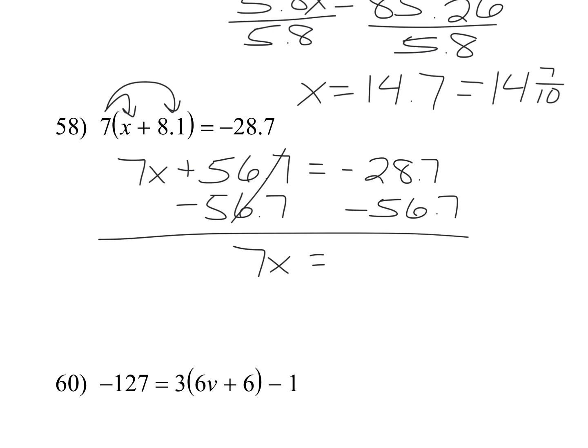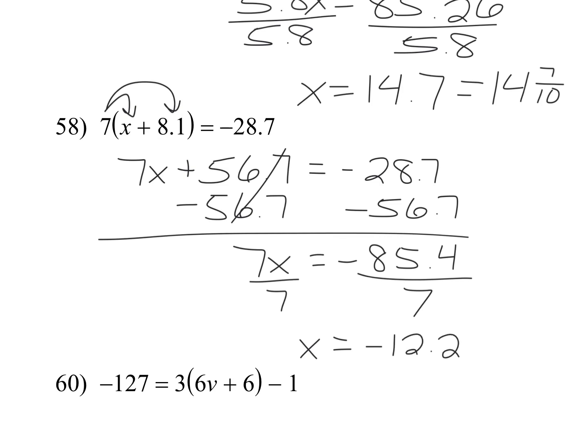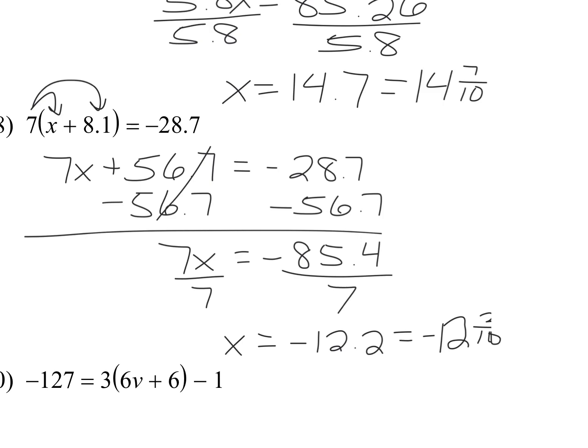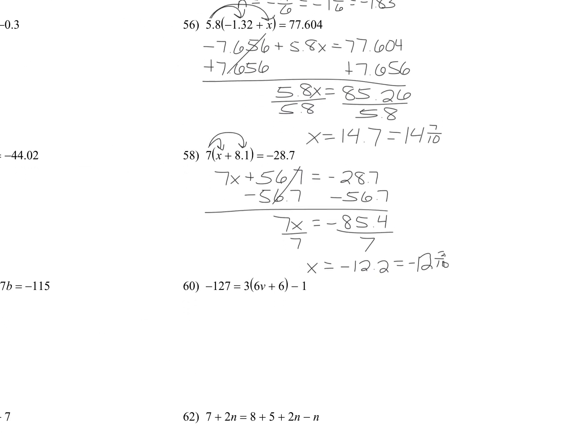I know some of you got it. What'd you get when you subtracted those? It's a negative. 85.4. Yeah, it's 85.4. Last step. Divide by 7. x equals 12.2. Positive or negative? Negative. Negative 12.2. Good. How are we feeling? Got a couple more to look at.